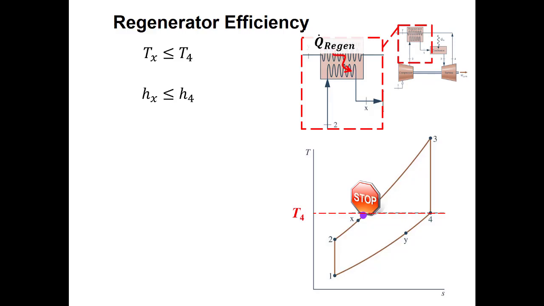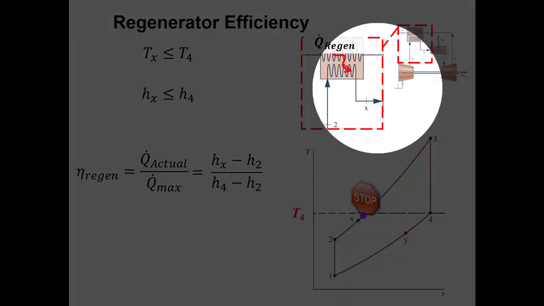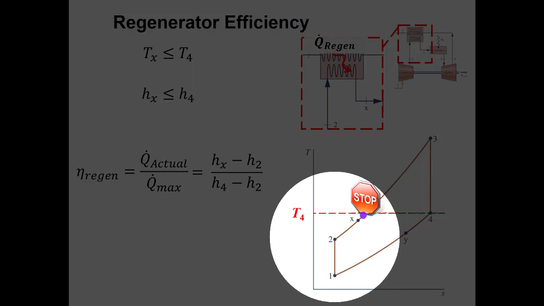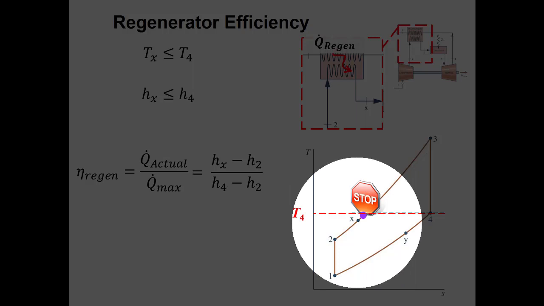That's the maximum that we can get, and we probably can't actually get to that maximum, at least without a lot of cost, right? So we're going to define this efficiency of the regenerator as actual heat transferred in our regenerator divided by the maximum heat transferred in our regenerator. So the actual heat that gets transferred is the heat that's transferred to the air before it enters the combustor. So we're going from state 2 to state X.